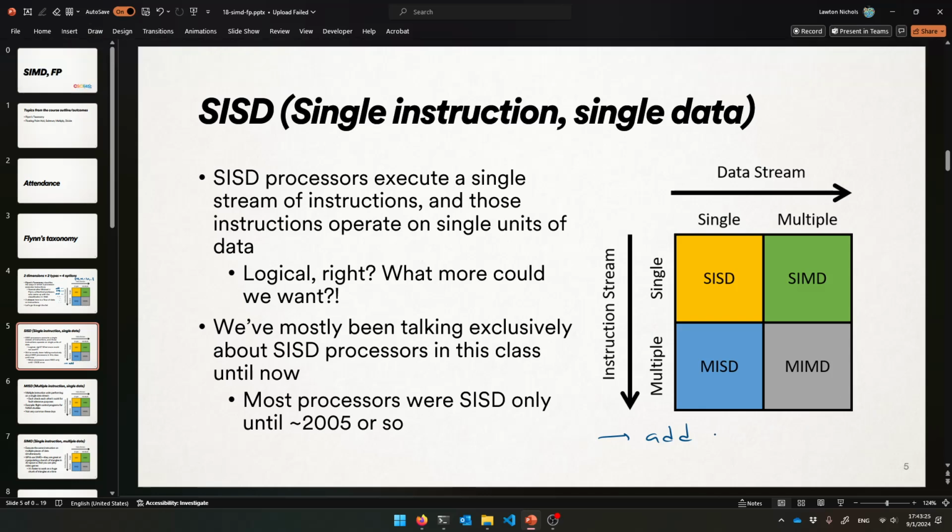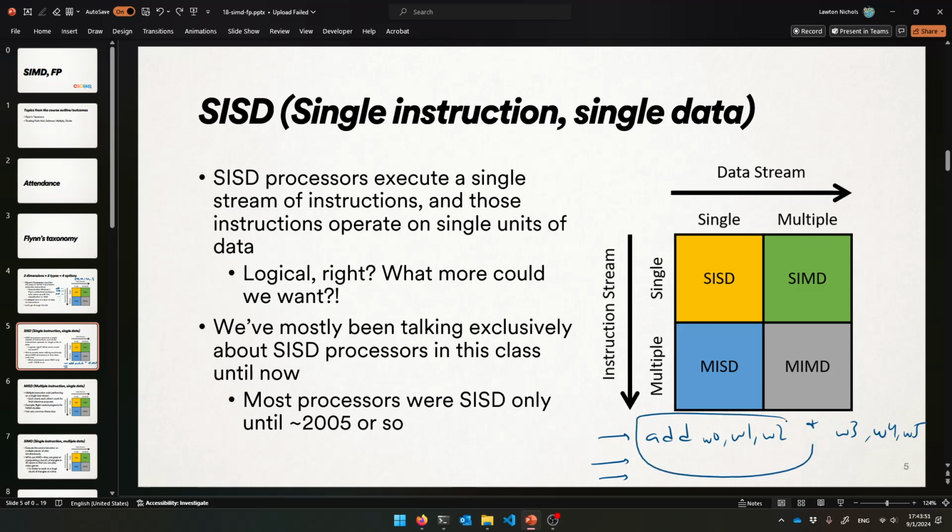Something like, all right, add W1 and W2 into W0, and then also at the same time as that, add W4 and W5 into W3. Wouldn't that be cool? Like, you do both at once? It's multiple data, right? But it's just one single instruction acting on multiple pieces of data, doing the same thing, though. Wouldn't it be nice if you can do that a lot of times? That's SIMD. Okay, does that make sense?